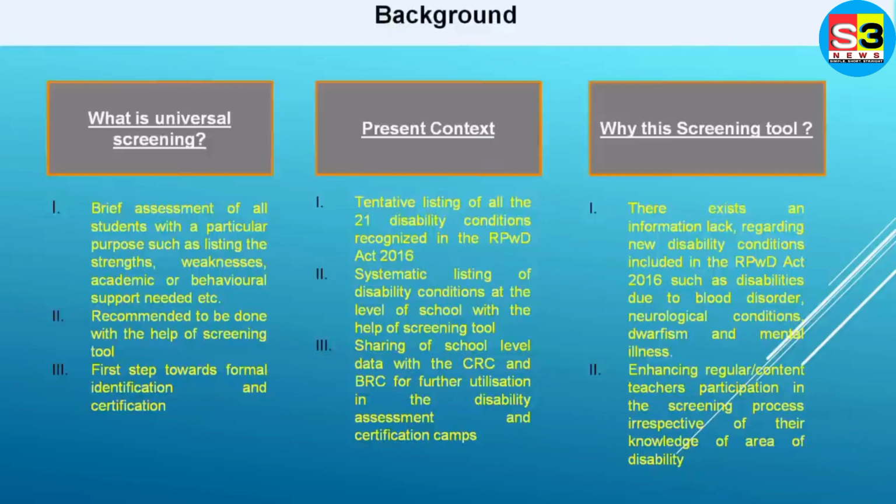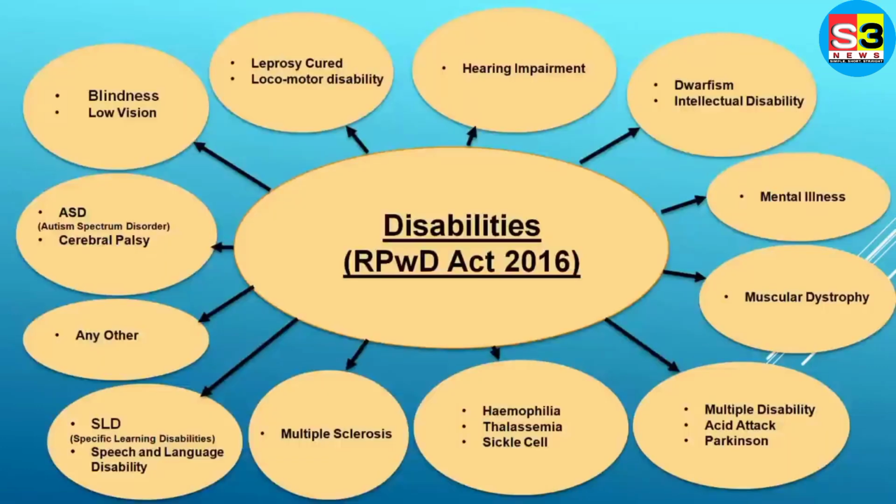The present context for PRASHAST is that after the RPWD Act 2016, India as a nation is now working for 21 disability conditions. It would be really inhuman to expect that any one person would be well versed with all the 21 disability conditions along with their minor and major symptoms. So we thought of devising a tool which will help our school teachers, irrespective of their familiarity with disability or any training with disability and disease conditions. This tool will help both special and regular teachers in conducting screening at the school level.